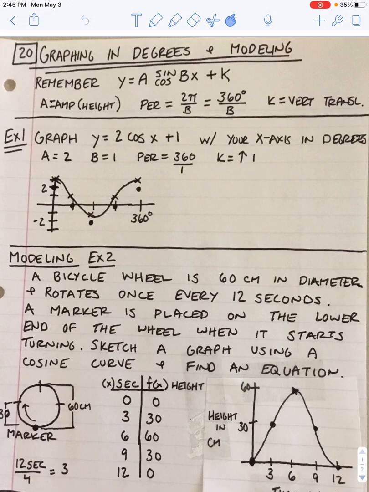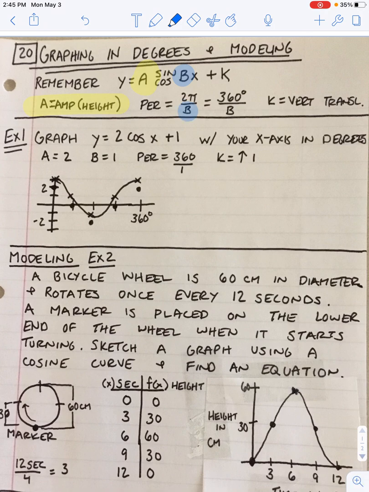Today we're going to do some more work with graphing, and graphing in degrees in particular instead of using radians, and also a modeling problem. So remember with graphing, we have an A value that's written right before your sine or your cosine, and that's your amplitude or your height. We have a B value, and remember we use that B value to find our period.